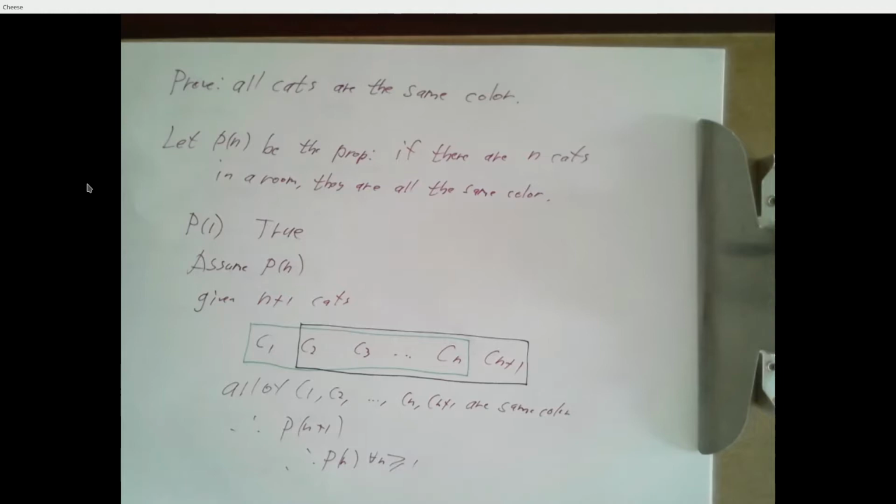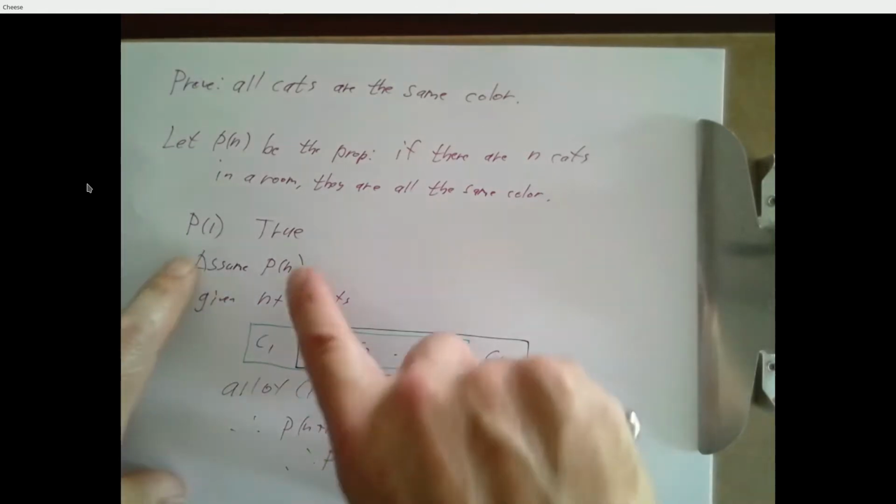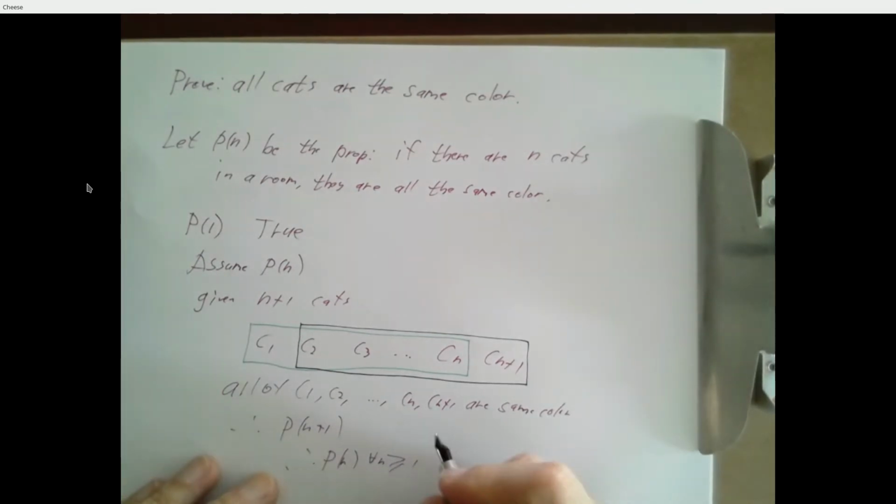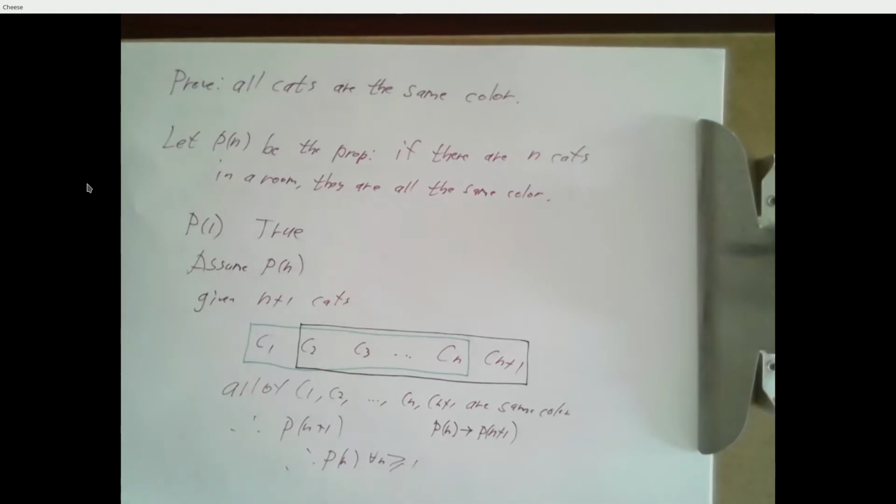But we don't have to have it be true. All we have to show is that if we assume this, we can prove that. Right? So what we've actually shown is P of n implies P of n plus 1. And that's the inductive step that we need to apply mathematical induction.